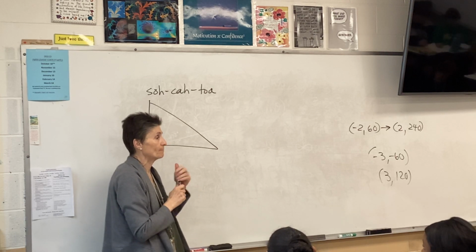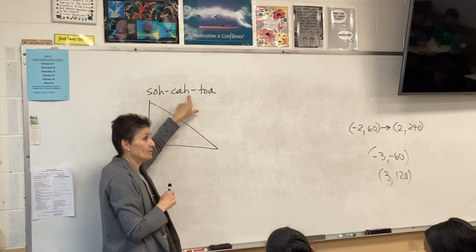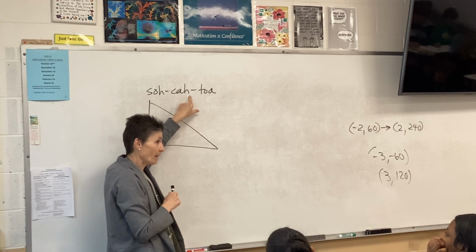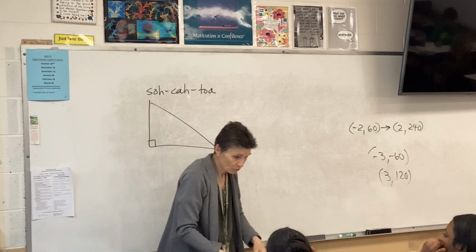How do I know that? What's that H stand for? Hypotenuse. And what kind of triangles have a hypotenuse? Right triangles. So, take a look at your notes.